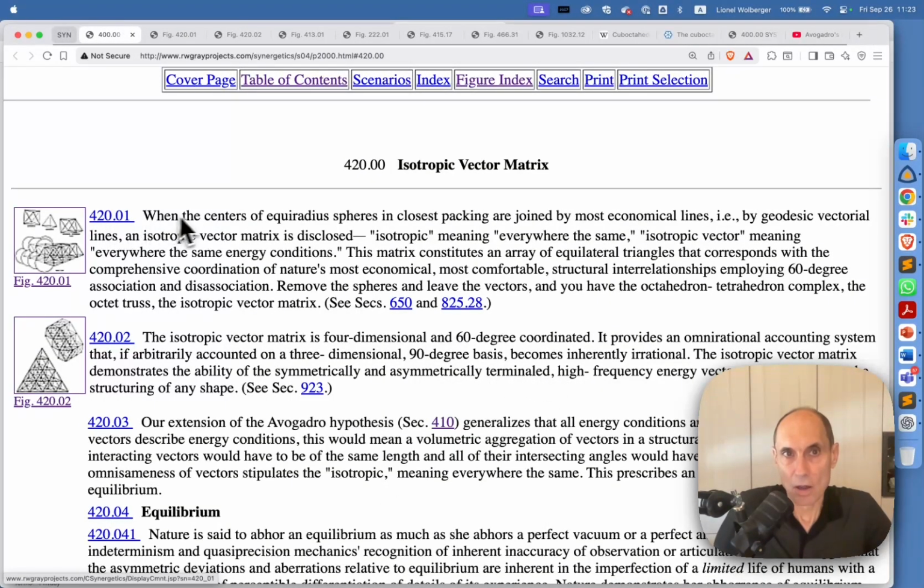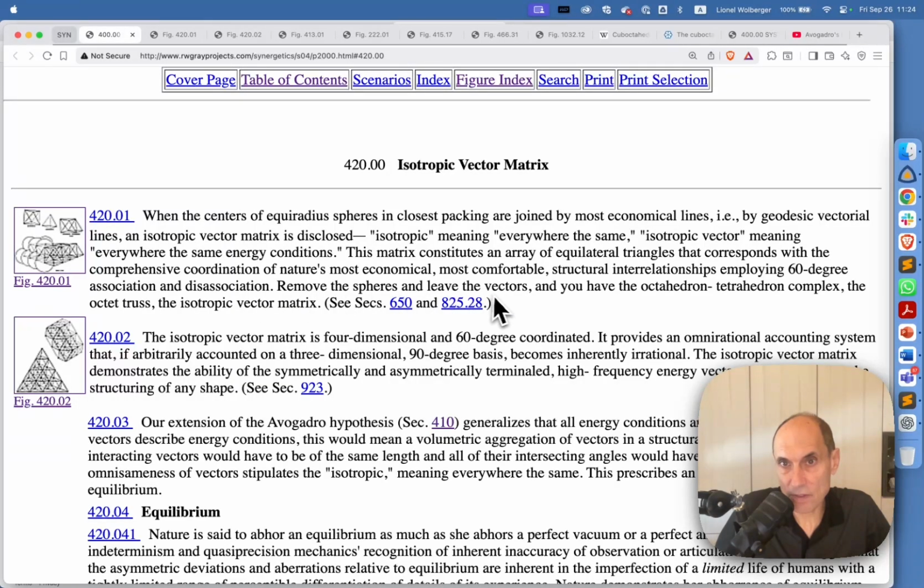Section 1. When the centers of equiradius spheres in closest packing are joined by most economical lines, i.e. by geodesic vectorial lines, an isotropic vector matrix is disclosed. Isotropic meaning everywhere the same, isotropic vector meaning everywhere the same energy conditions. This matrix constitutes an array of equilateral triangles that corresponds with the comprehensive coordination of nature's most economical, most comfortable structural interrelationships, employing 60-degree association and dissociation.